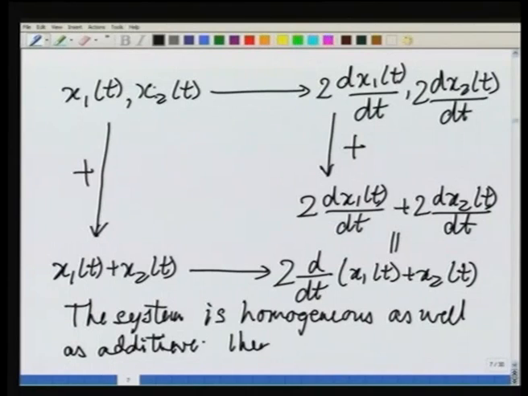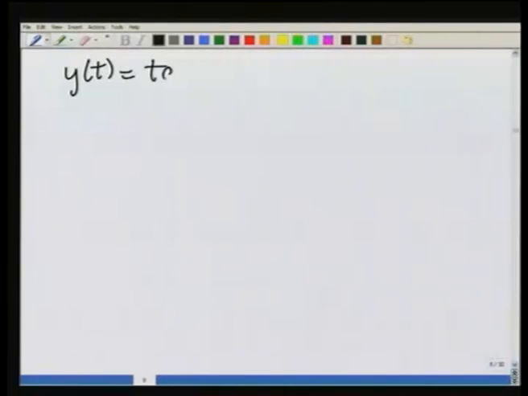Therefore, linear. That is it. Now, one more example. This time let us pick something which we suspect at least to be nonlinear. Okay. So, let us take y(t) equals, say, tan inverse of x(t).